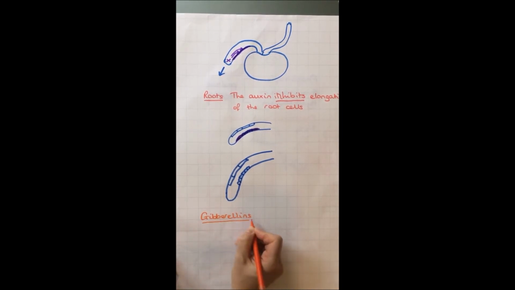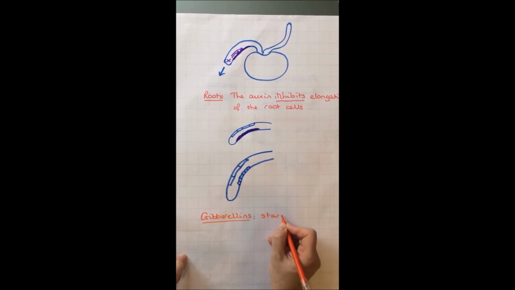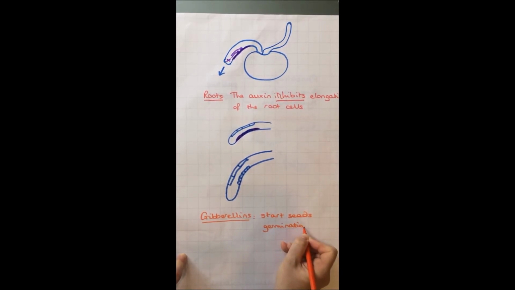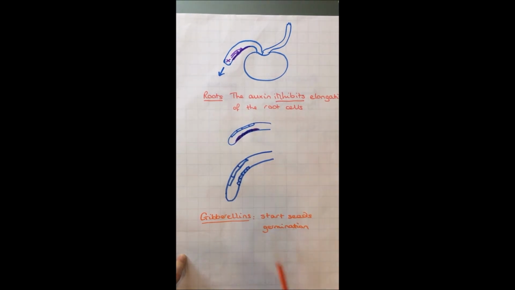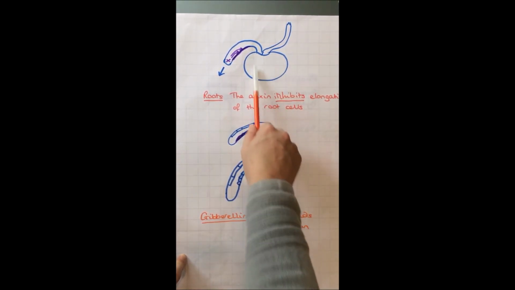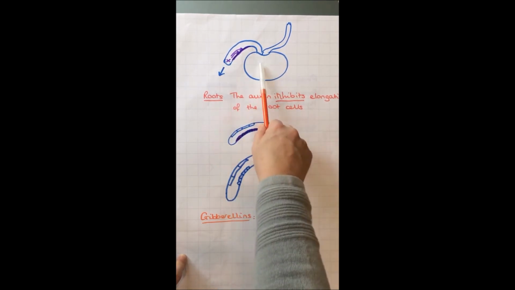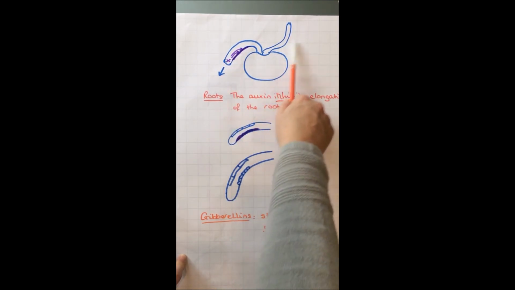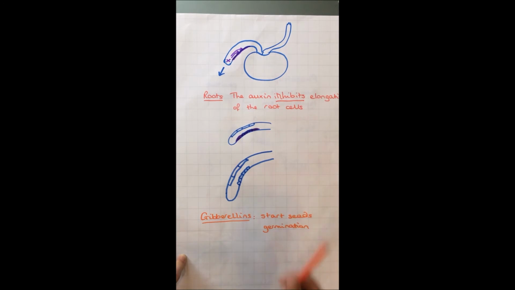And gibberellins are used in plants to start germination. So they start seeds germinating. If this were my seed here that I planted, then the hormone gibberellins, or a type of gibberellin, would be produced in the seed, and that would trigger my seed to start to germinate to produce roots and shoots.